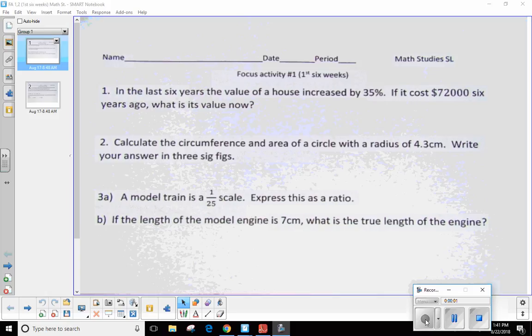Okay, so these are what I refer to as focus activities. They're just like little bell ringers. You'll probably get these once or twice a week. And you'll notice they are numbered. This is the very first one for the first 6 weeks, and we're going to have them all the way through the last 6 weeks.